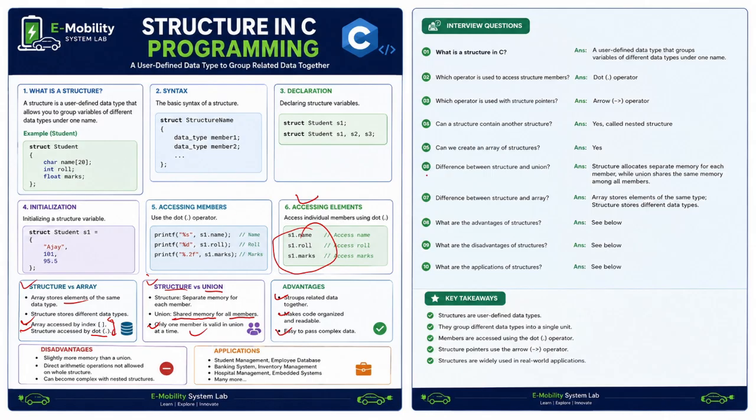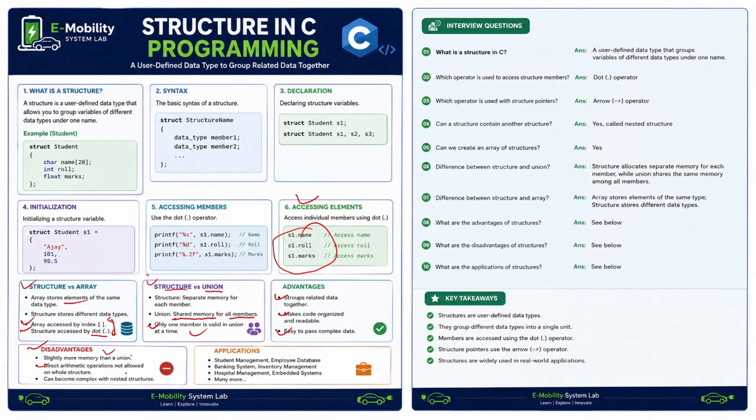Now we will see the disadvantages. When we talk about the structure, as all the members take different memory locations, you need more memory. So slightly more memory is required than a union. And direct arithmetic operations are not allowed on the whole structure. You cannot apply arithmetic operations like multiplication and addition on the complete structure.